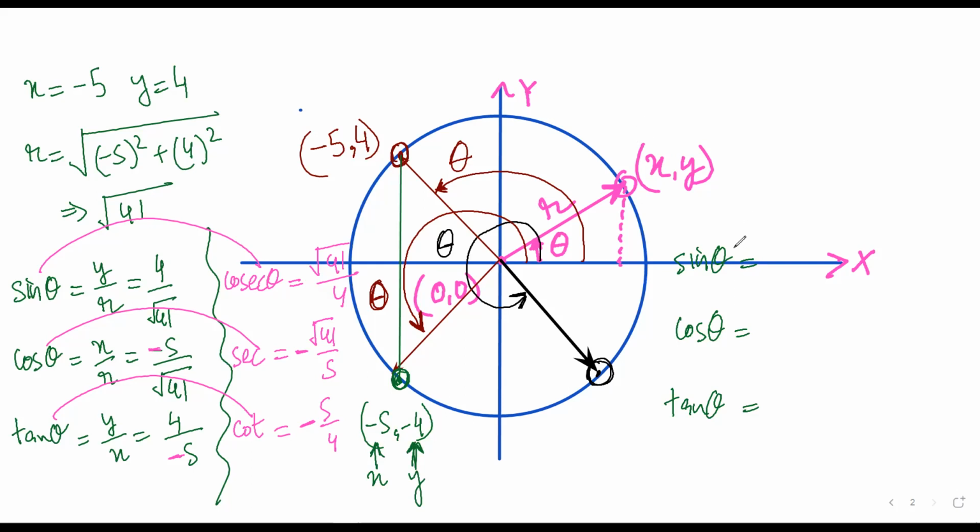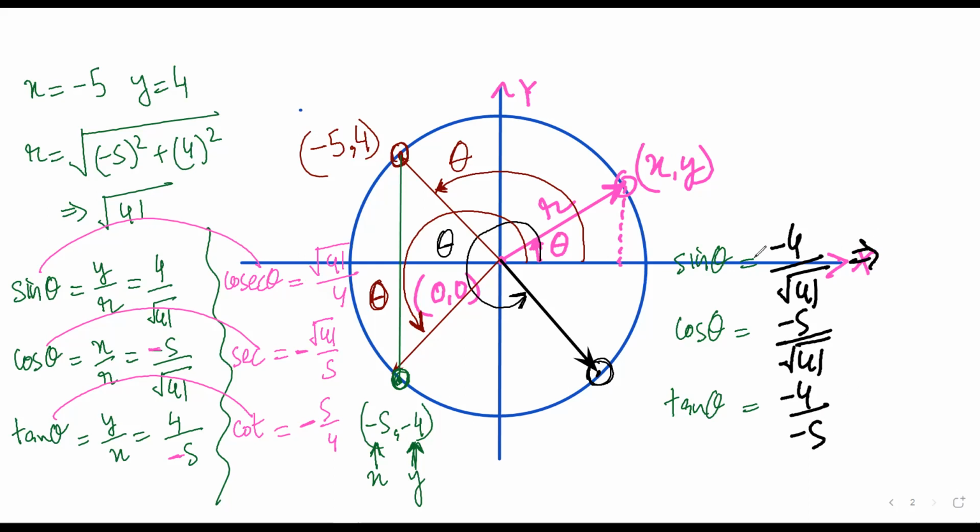Sine theta now is y upon r. So my y is minus 4 and my r would remain positive, root 41. Cos theta is x upon r. X is minus 5 upon root 41. Tan is y upon x. Y is minus 4 and my x is minus 5.